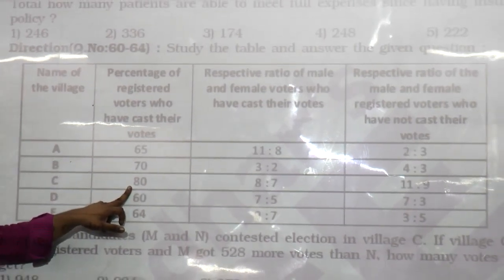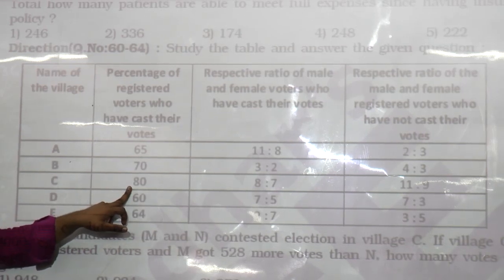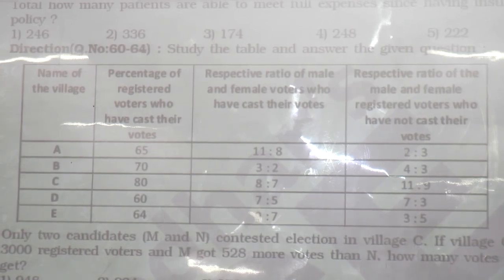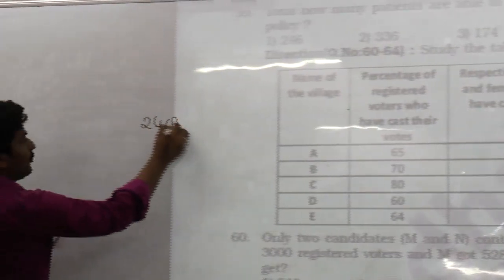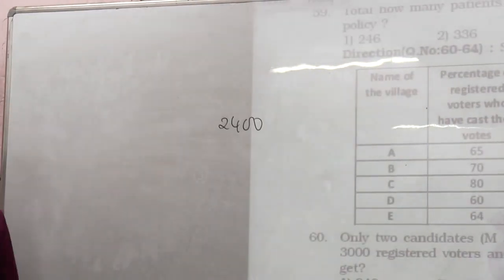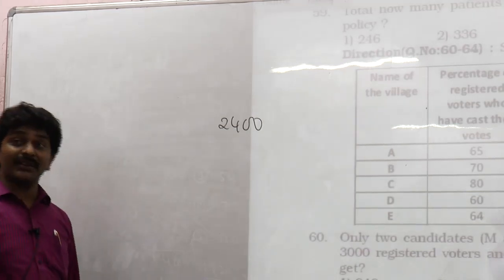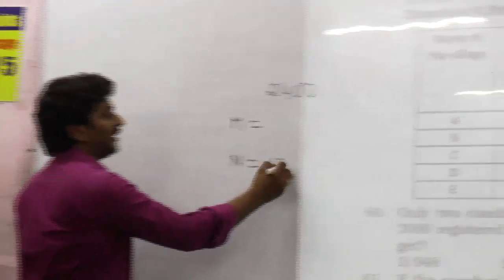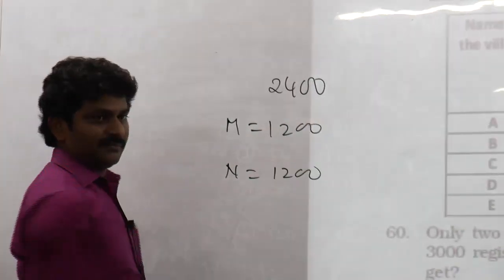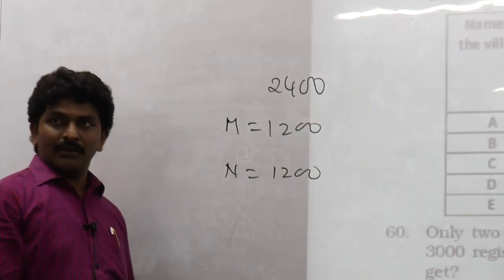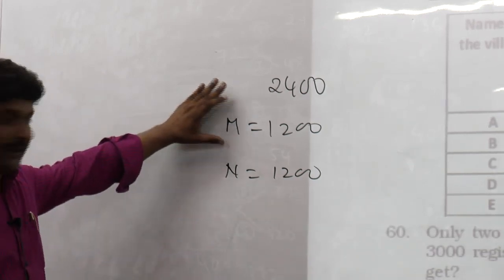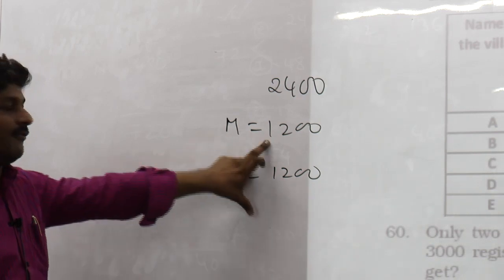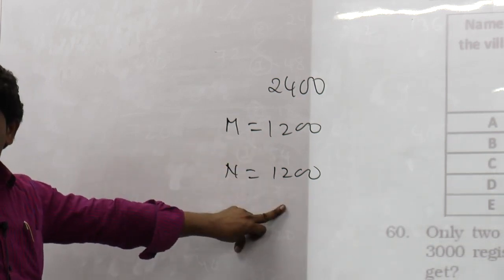80% have cast their vote out of 3000. Out of 3000, only 80% have participated. 80% in the sense 2400. How many contestants were there? Suppose if M and N both get equal share. So, if it is 50% and 50%, every person will get 1200 votes, M and N.